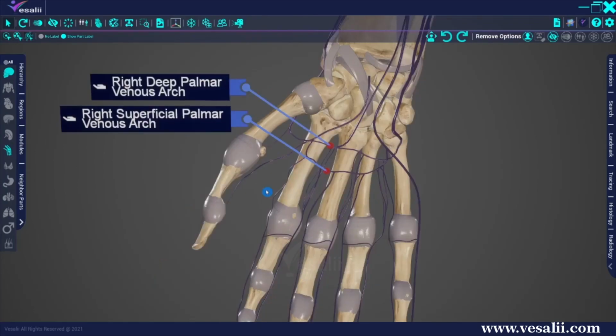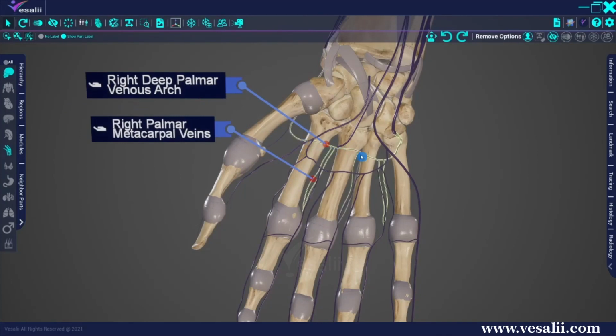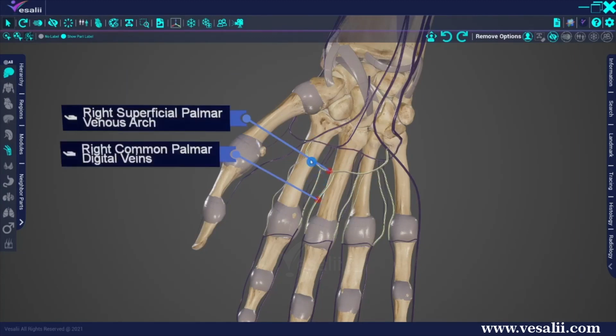The superficial and deep palmar arterial arches are accompanied by superficial and deep palmar venous arches. The deep palmar venous arch receives the veins that correspond to the branches of the arterial arch, which include the palmar metacarpal veins. The superficial palmar venous arch receives the veins corresponding to the branches of the arterial arch, which are the common palmar digital veins.